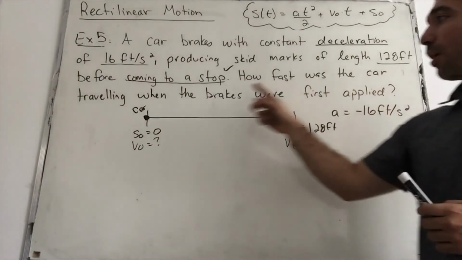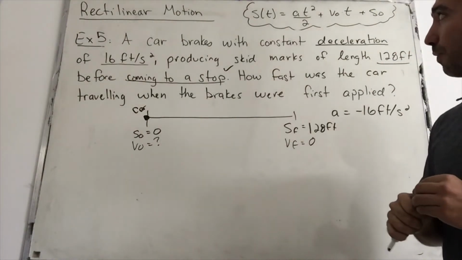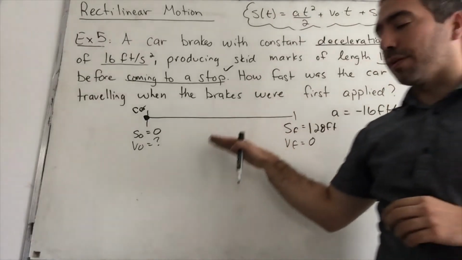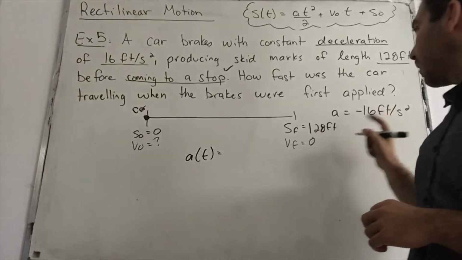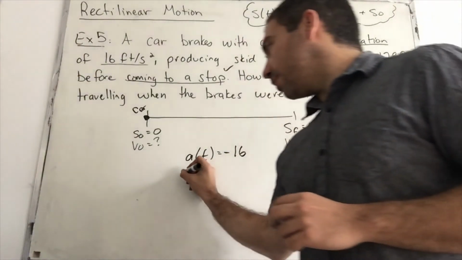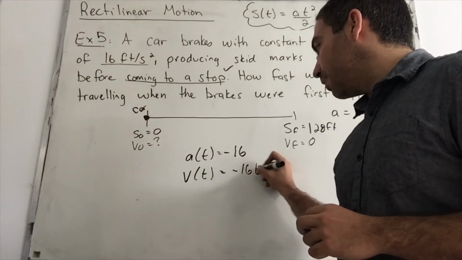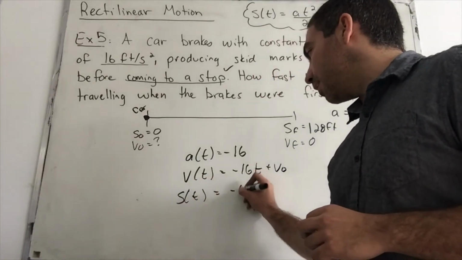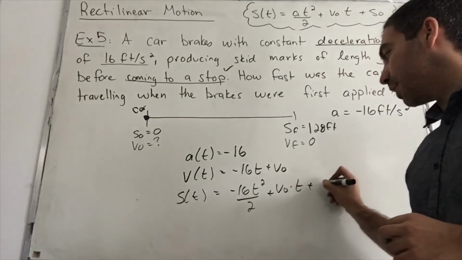And now, how fast is the car traveling when the brakes were first applied? So it's asking again for V0. So we start off with our formula. You can always just write this one down, but I like to derive it. I always start off with acceleration, A of t, is equal to negative 16 feet per second squared. I'm just going to write negative 16, not to use units. Take the antiderivative, giving me negative 16t plus V0. And then taking the antiderivative once more, giving me negative 16t squared over 2 plus v0 times t plus s0.